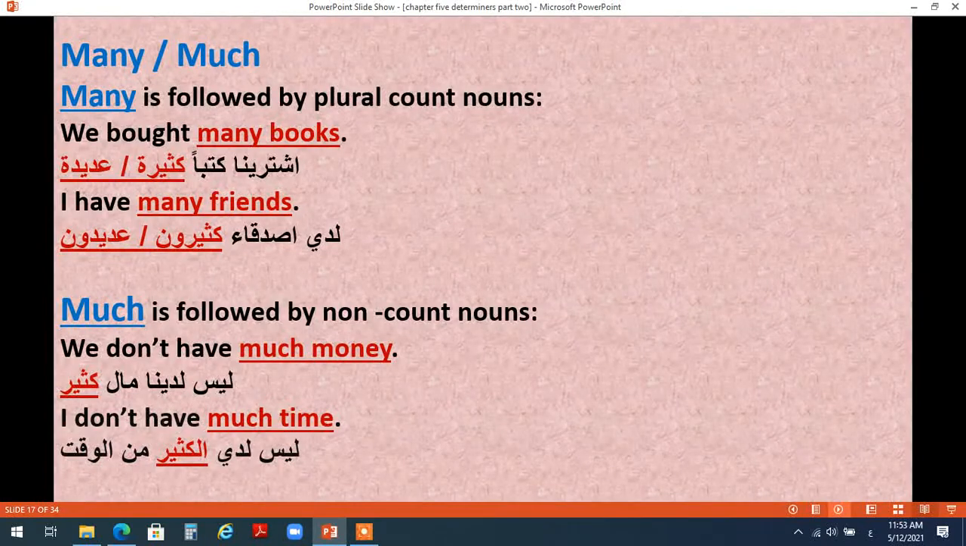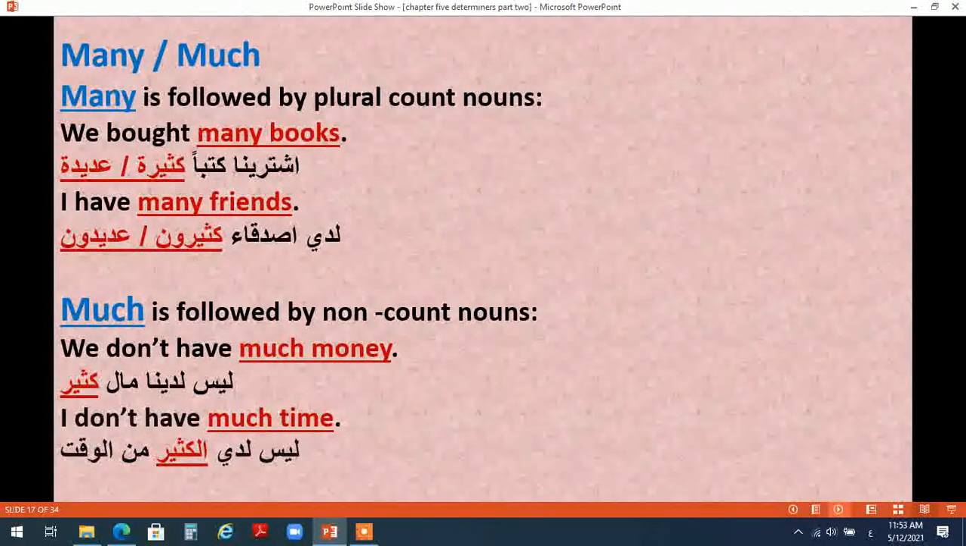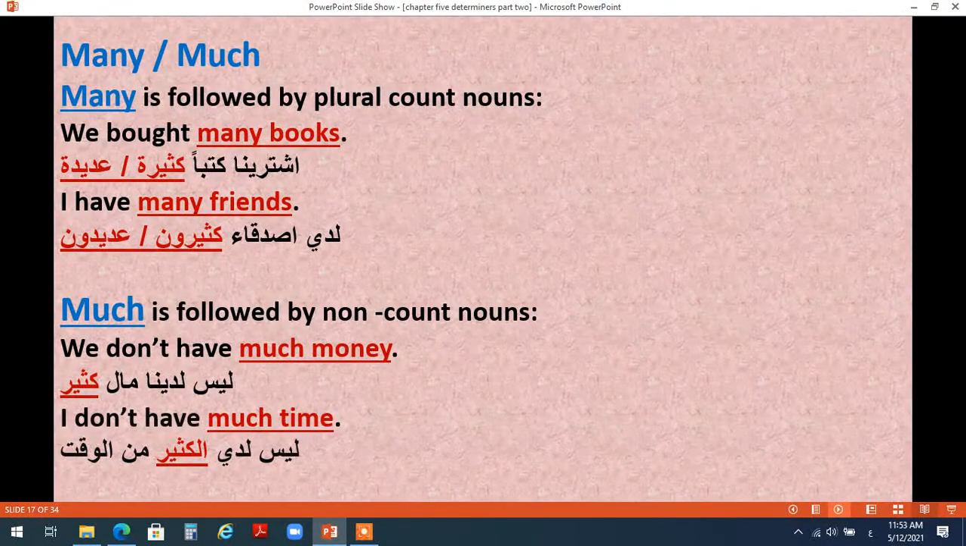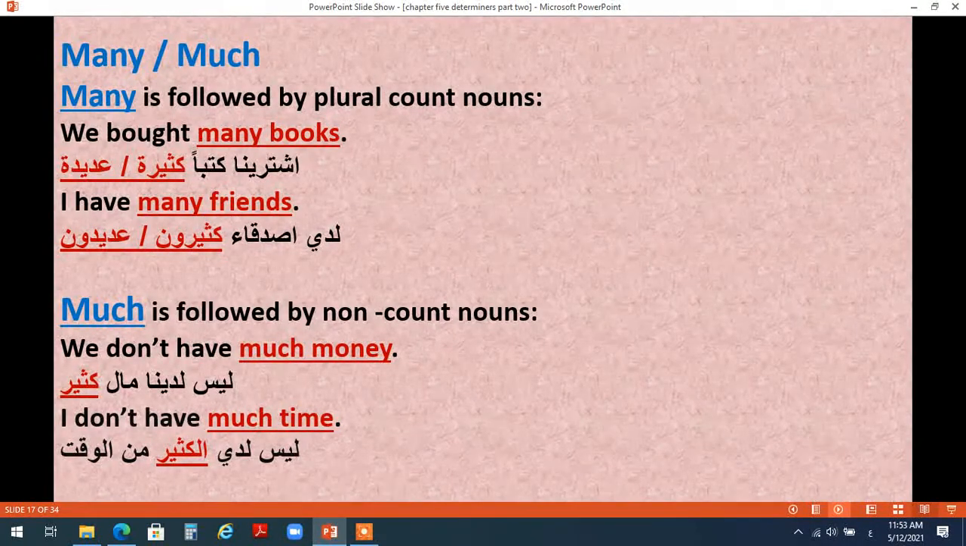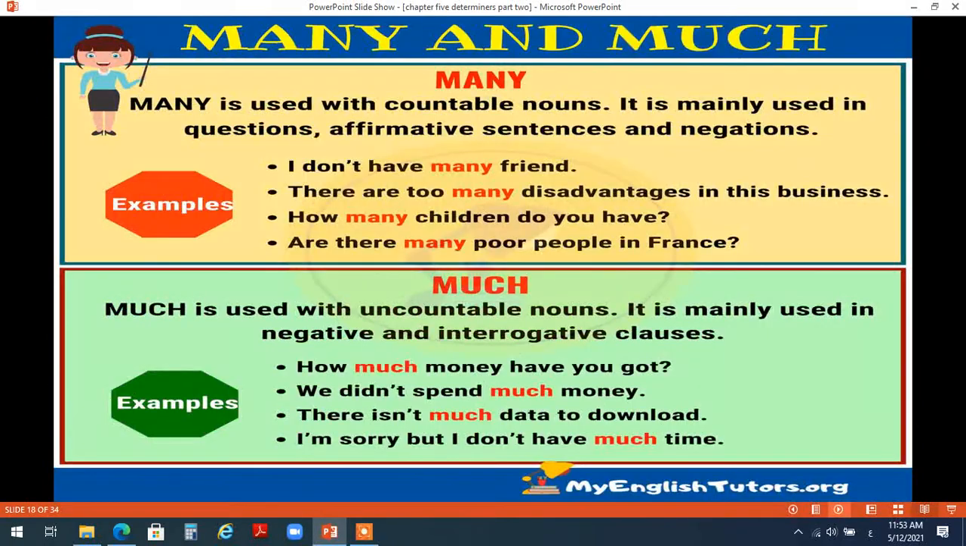لكن كلمة عديد عادة تستخدم فقط مع many أو للإشارة إلى many، أي للإشارة إلى الأشياء المعدودة. أما كثير فممكن أن تستخدم للإشارة إلى الأشياء أو الأسماء المعدودة، وكذلك إلى الأسماء غير المعدودة. نلاحظ هنا الفرق باستخدام many أو much حسب نوع الجملة الموجودة.